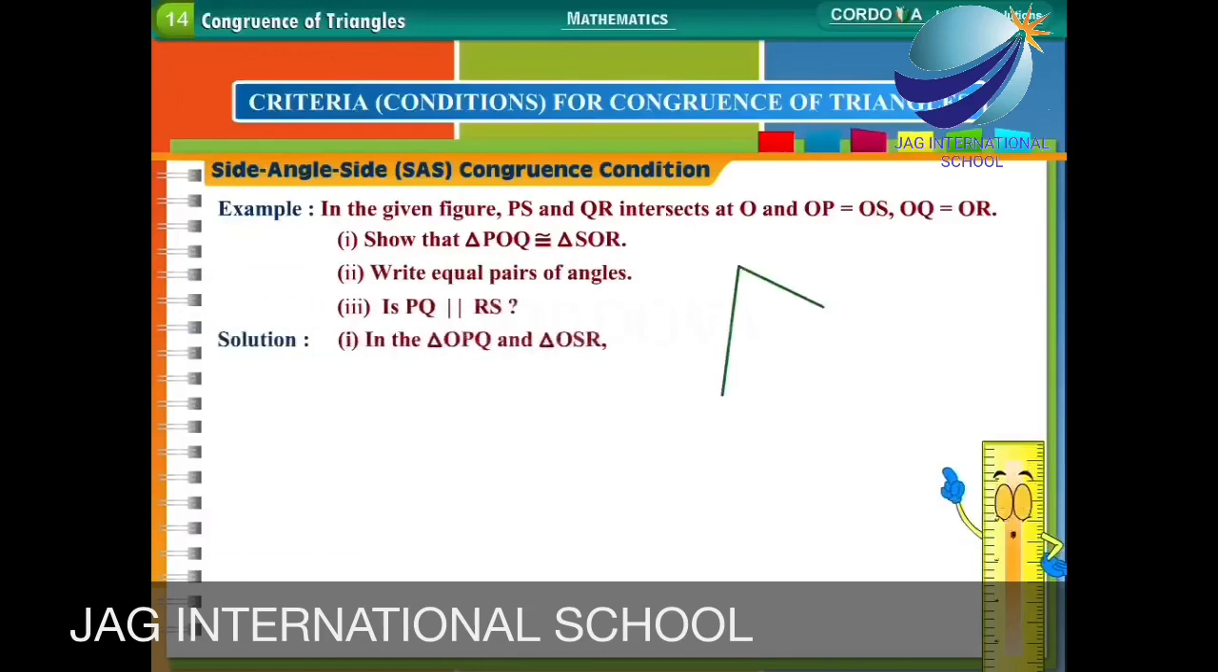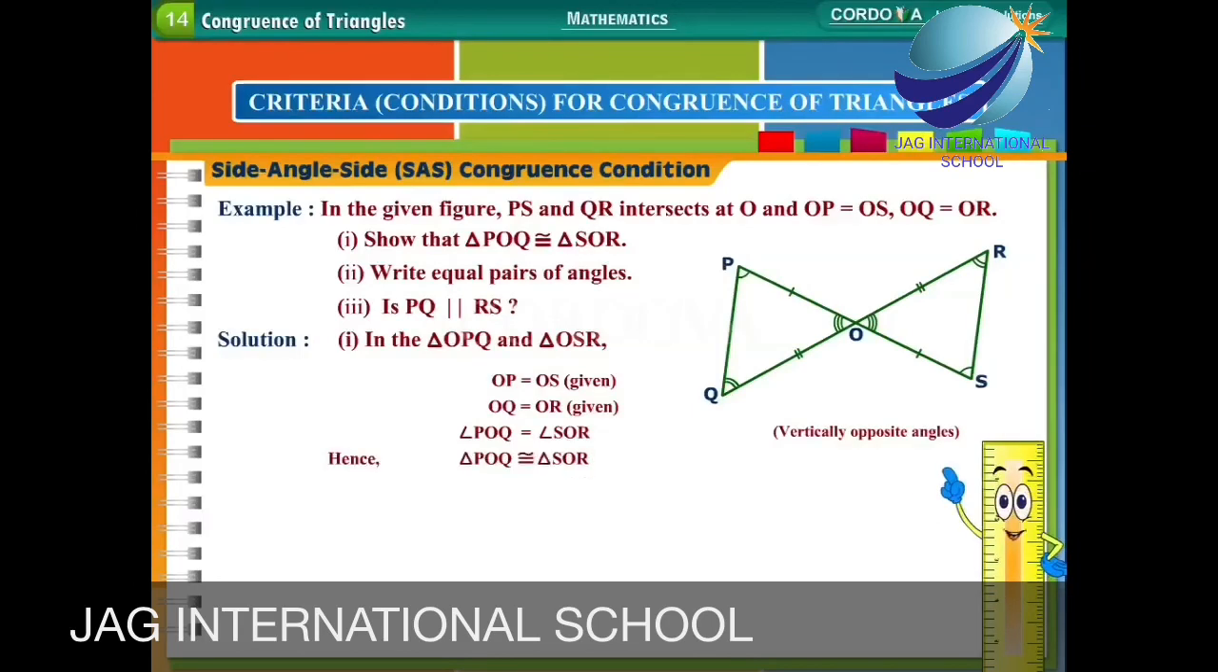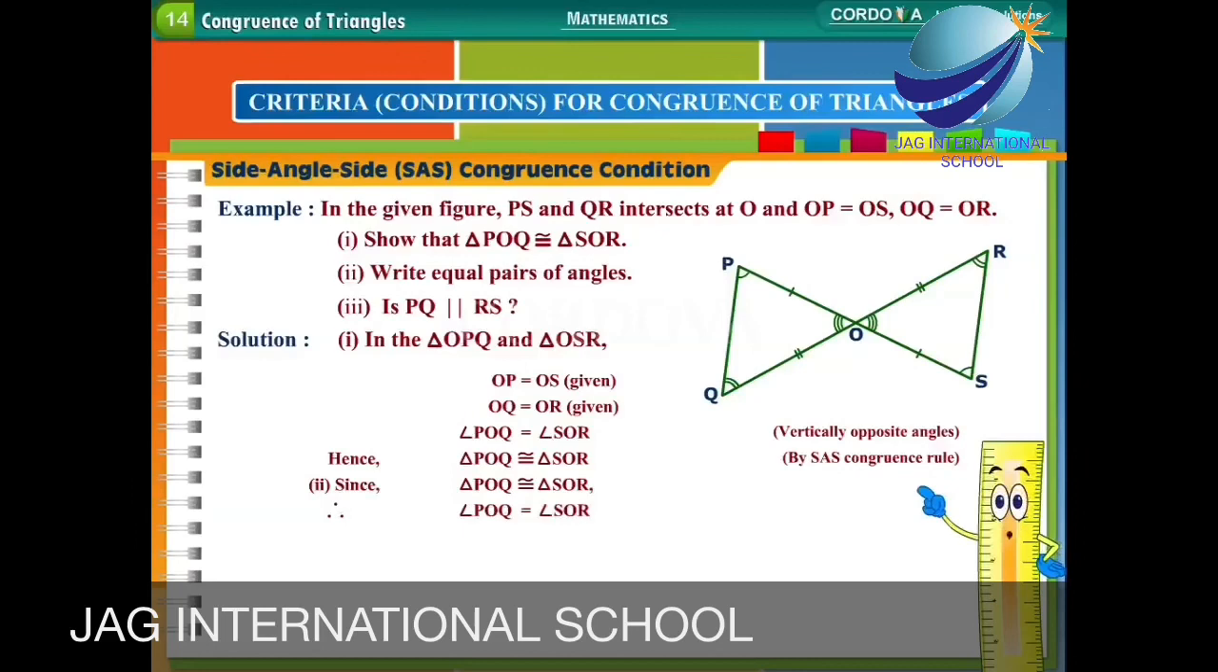Solution: in triangle OPQ and triangle OSR, OP is equal to OS, given. OQ is equal to OR, given. Angle POQ is equal to angle SOR, vertically opposite angles. Hence, triangle POQ is congruent to triangle SOR by the SAS congruence rule. Since triangle POQ is congruent to triangle SOR, therefore, angle POQ is equal to angle SOR. Angle OQP is equal to angle ORS. Angle OPQ is equal to angle OSR.